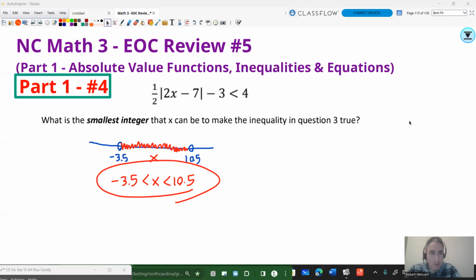Well, we just can't seem to avoid this question, can we? It says, what's the smallest integer that x can be to make the inequality in question 3 true? So we have our solution set for question 3. So I left that up here.